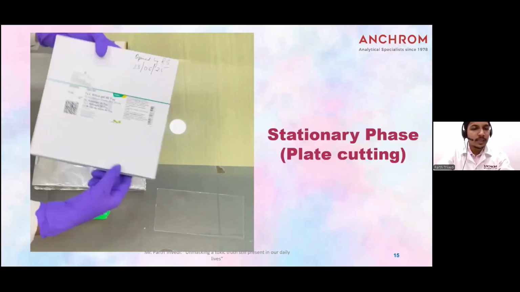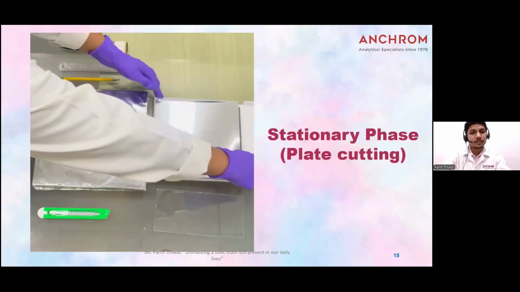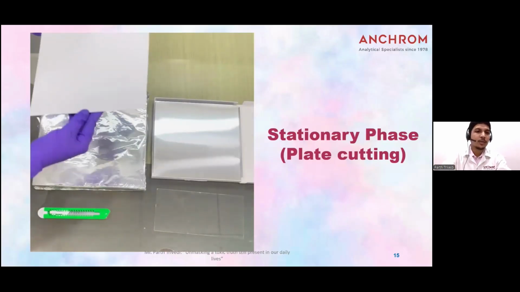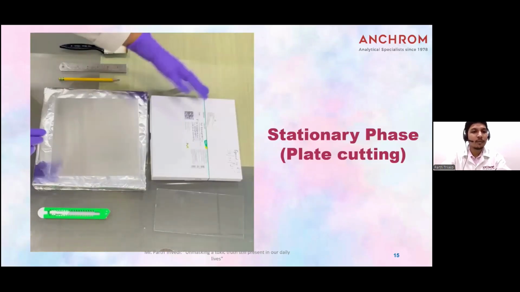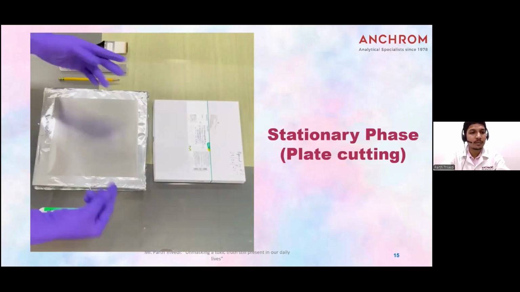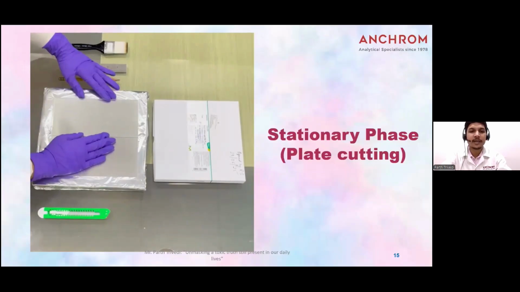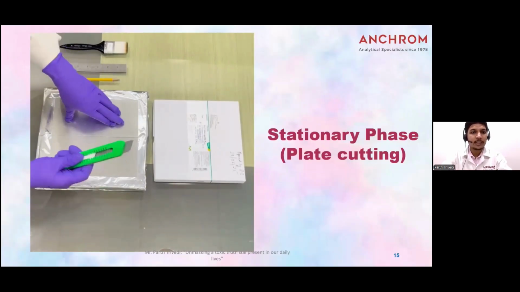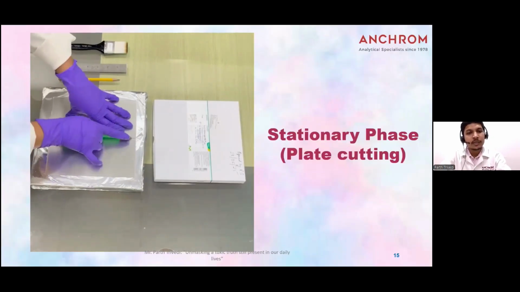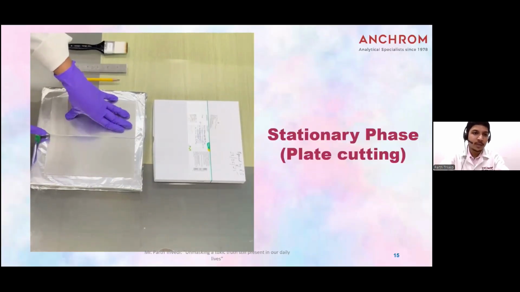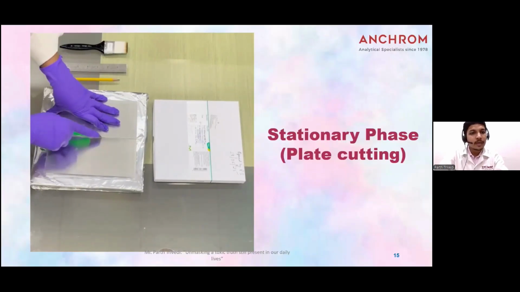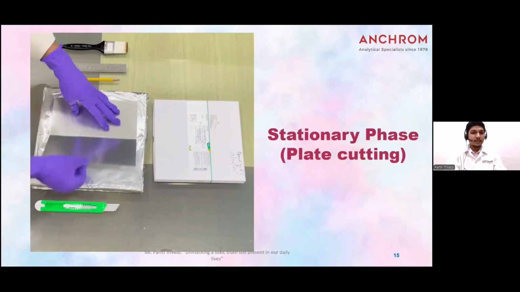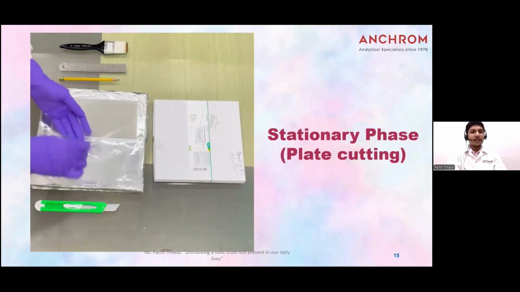So this is a TLC silica gel 60 F254. We remove the plate. You can see it's completely clean, and we have to put it upside down because we don't want to disturb the silica. We have pre-cut glass of 20 by 10 so that we get a proper measurement, and using a cutter or blade you can cut it properly in one or two goes, and you can see the plate has been cut to the 20 by 10 size.